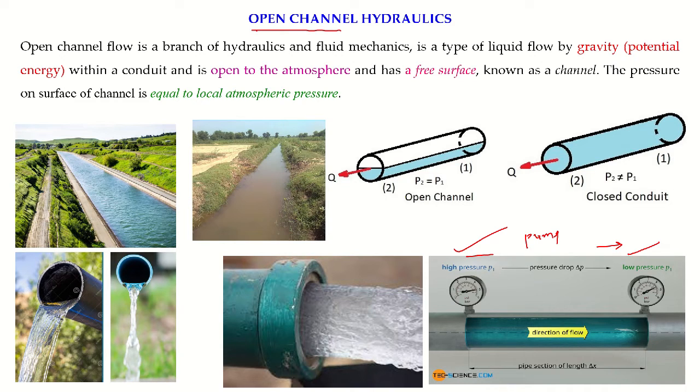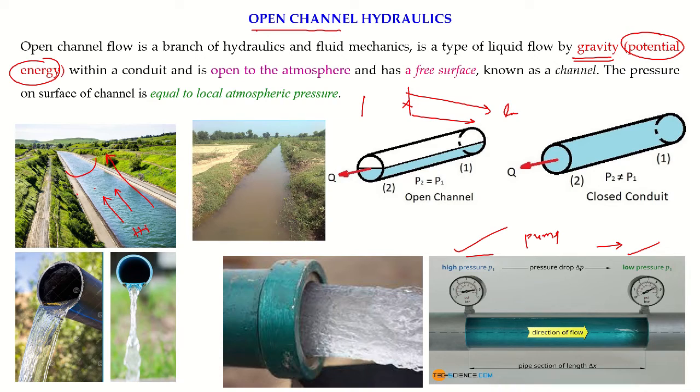So before going into details, let us see what open channel hydraulics, or an open channel, means. Open channel is a branch of hydraulics and fluid mechanics. It is a type of flow by gravity, that is, potential energy, or simply elevation difference. This is an open channel. Water is flowing in this canal from a higher elevation to a lower elevation, as the slope is in this direction. That is called potential energy.